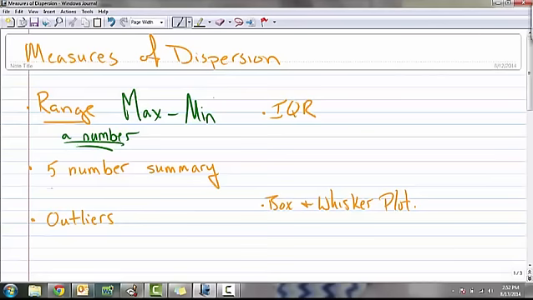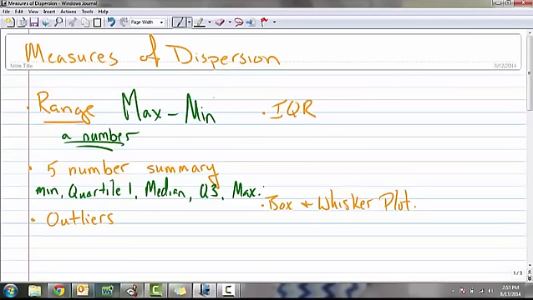The 5-number summary consists of, you guessed it, 5 numbers, and those 5 numbers are the minimum, quartile 1, the median, quartile 3, and the maximum. So what are quartiles? Well, a quartile is the same as the 25th percentile. It's the data value which 1/4 of the data falls less than. The median is the 50th percentile. It's where 50% of the data is less than that.